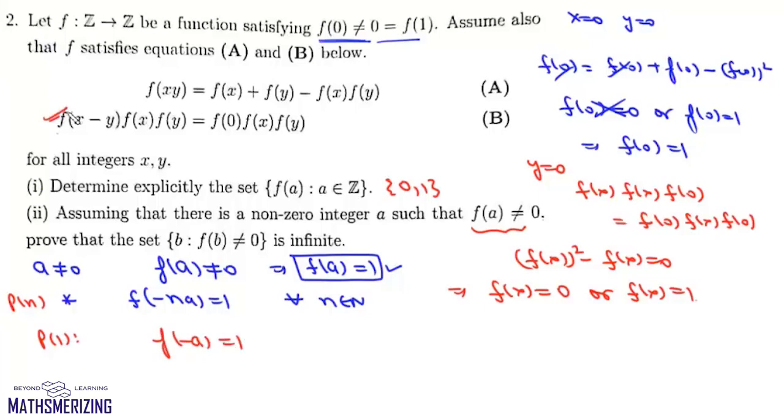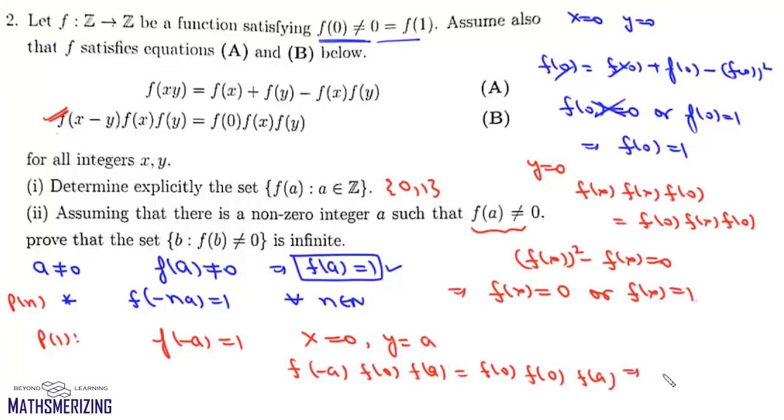Now in this equation, if we put x as 0 and y as a, we can write f(-a) into f(0) into f(a) will be equal to f(0) into f(0) into f(a). Now f(0) is 1 and f(a) is also 1. So from here we can say f(-a) equals 1, that is, P1 is true.